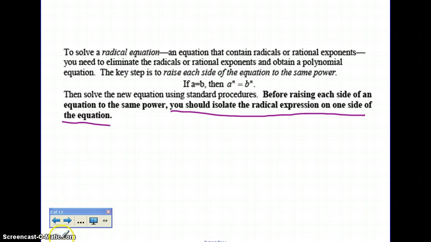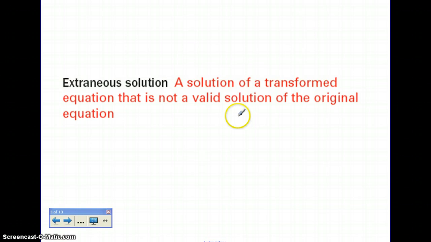Now there's one term we need to talk about, because sometimes when we solve radical equations, or other equations we're going to talk about for the rest of the year, there's this thing called an extraneous solution. An extraneous solution is a solution of an equation that is not a valid solution of the original equation. What that means is that if I plug something into my equation that I got when I worked everything out, it worked out perfectly, but when I plug it back into the equation, it doesn't work. So let's go over some simple examples, and we'll go from there.